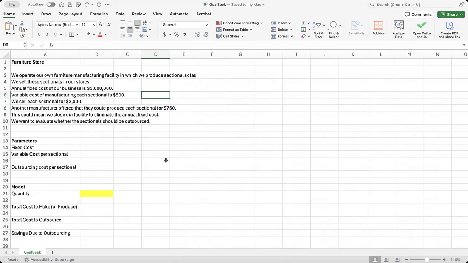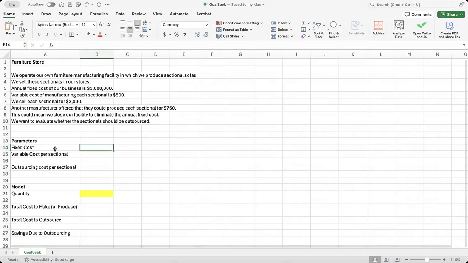So in terms of spreadsheet modeling, I will set up my spreadsheet and we will try and see at what quantity, what production quantity per year, we would have a break-even point, where outsourcing versus producing in-house would cost the same amount.